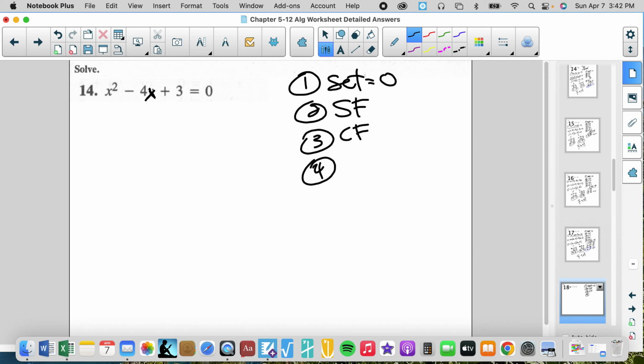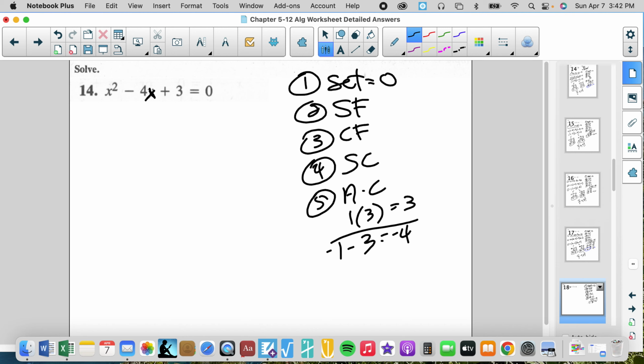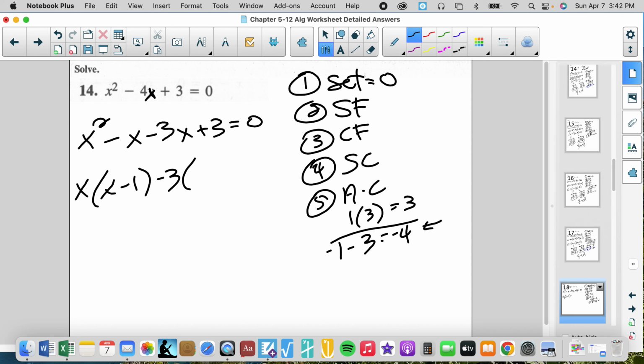Common factor, special case, no. A times C is going to be 1 and 3. Factors are 1 and 3. Signs are the same. Both are negative. We get negative 4. So this is going to be x squared minus x minus 3x plus 3 equals 0. We'll factor out an x. You get x minus 1. Factor out a 3. You get x minus 1. X minus 1, x minus 3 equals 0.